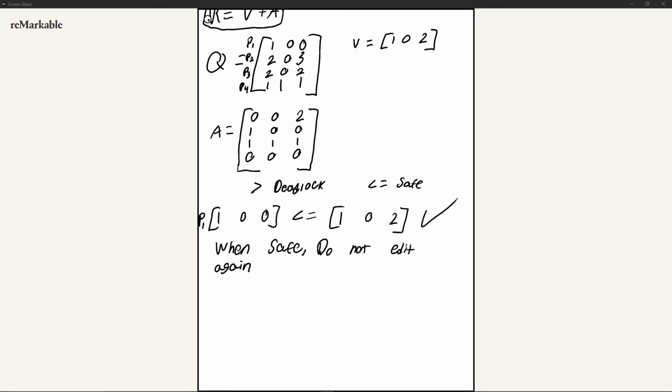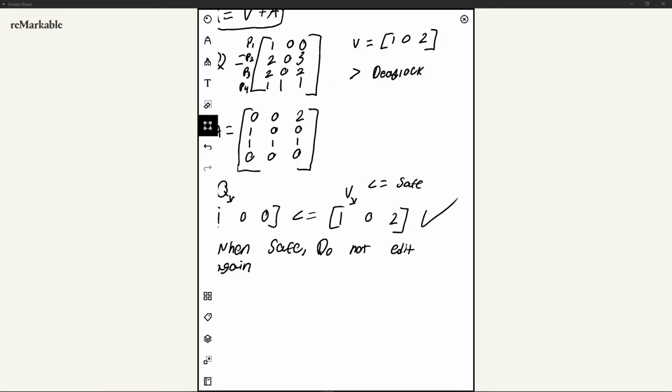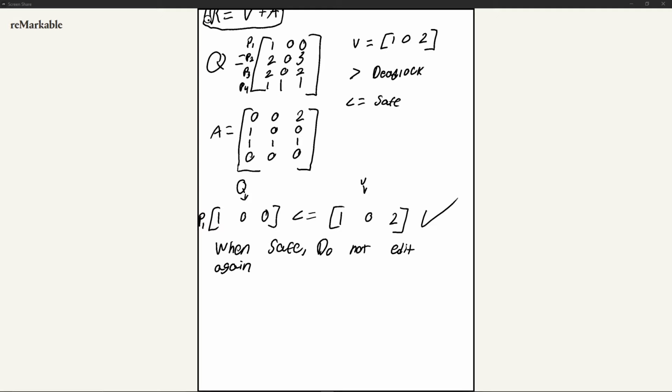Now again, I'll label this here. This is our Q, and this is our V. Let me write this up here, just so that this is actually. I'm going to select it here, move that here, and move this here. Okay. Again, this is our Q matrices, and this is our V matrices.